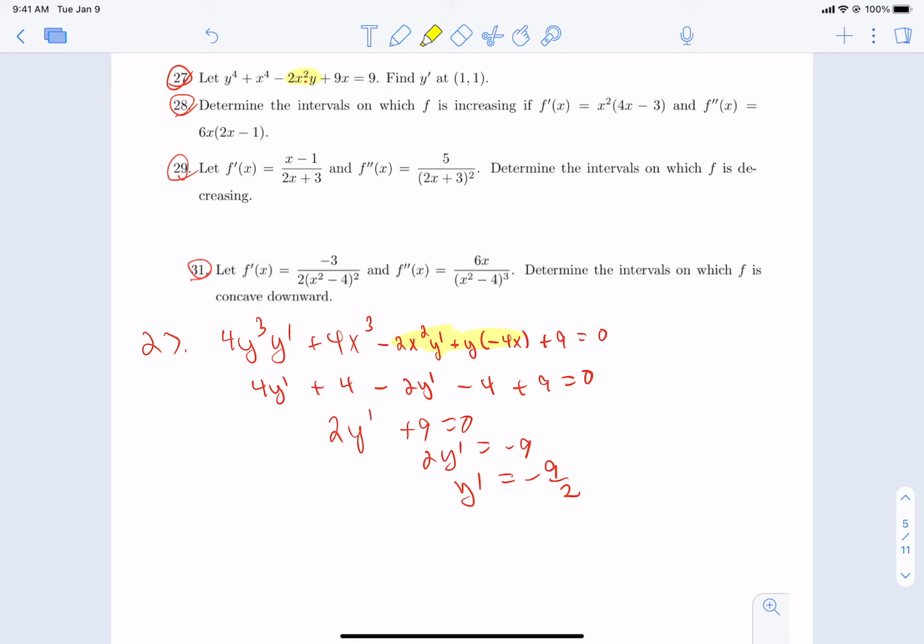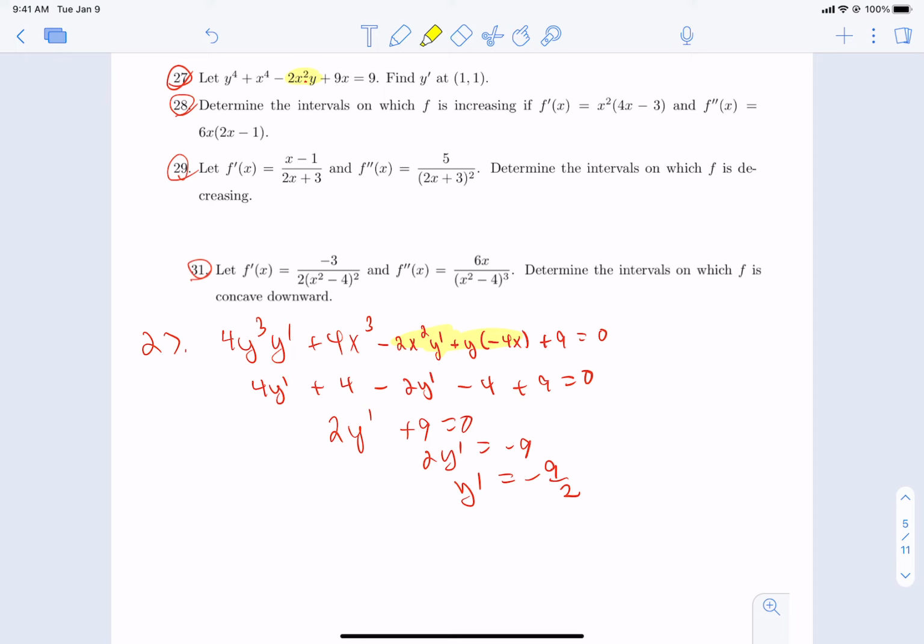Let's take a look at 28, 29, and 31. Now, it's all about recognizing they have done the derivatives for you. But you have to remember, what did the derivatives tell me? So remember, the first derivative is your slope of your tangent. Where the first derivative is positive, it's going to tell you where it's increasing. Where it's negative, it's going to be decreasing. The second derivative tells you, remember, about inflection points and concavity. Where the second derivative is positive, it's going to be concave up. Where the second derivative is negative, it's going to be concave down. So let's use that information. And if you didn't know that, you might want to write that down.